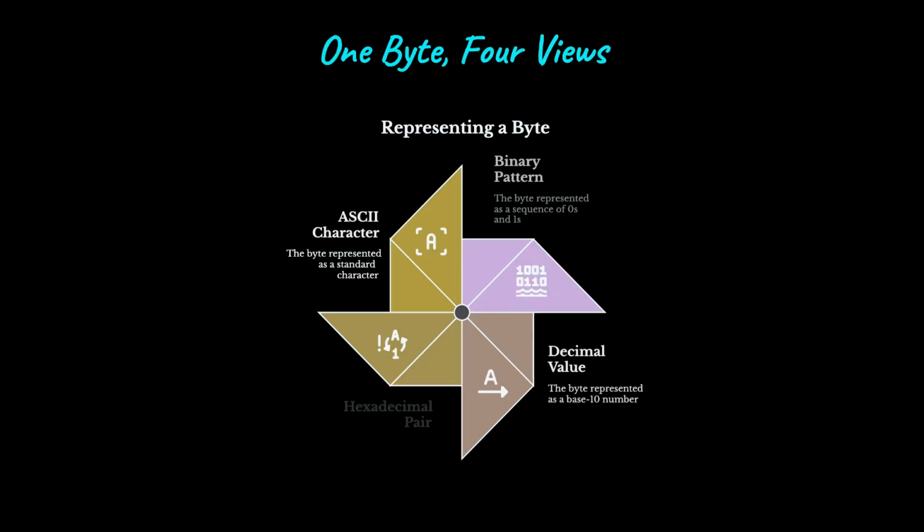Take the binary pattern with 1s in the 64 and 1 positions. That's 64 plus 1, or 65 in decimal. Split into 2 nibbles, it becomes the hexadecimal pair 41. And in ASCII, that same byte is the letter A. 1 byte, 4 ways of writing the same thing.